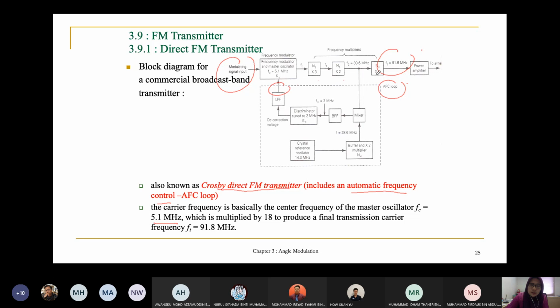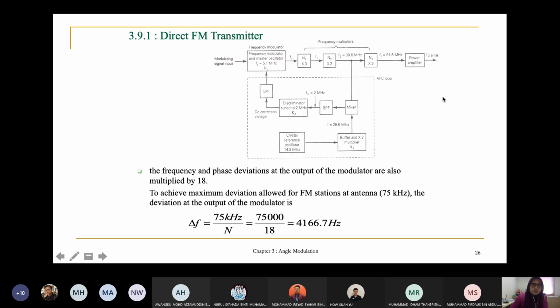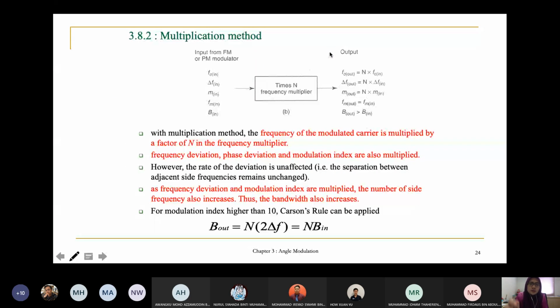Okay, so 5.1 multiplied with 18, you will get 91.8 megahertz. And take note that this is the multiplication process that you have learned in 3.8. Okay, this block here, this is the multiplication process.